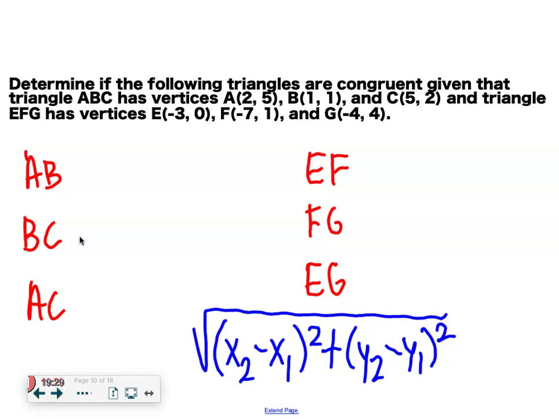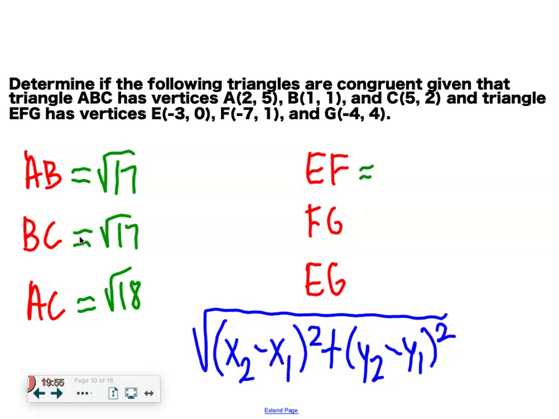Was that enough time for some of us? Okay, AB, what did you guys get? Root 17. BC people, what'd you guys get? Same thing. AC people, square root 18, 4.24. Miss Money, I finally got it. I'm so proud of you, Dylan. EF, 4.1. Square root of what though? 17. FG, 18. This one has to be 17. This one has to be 18.